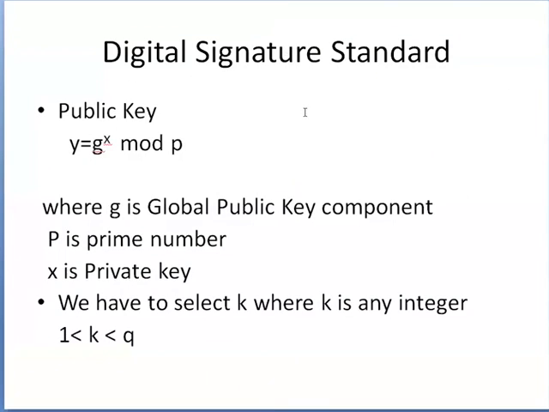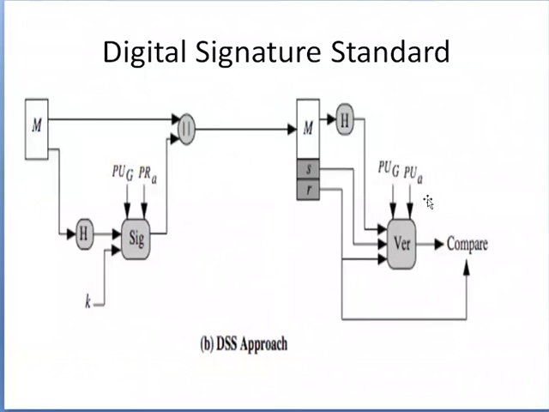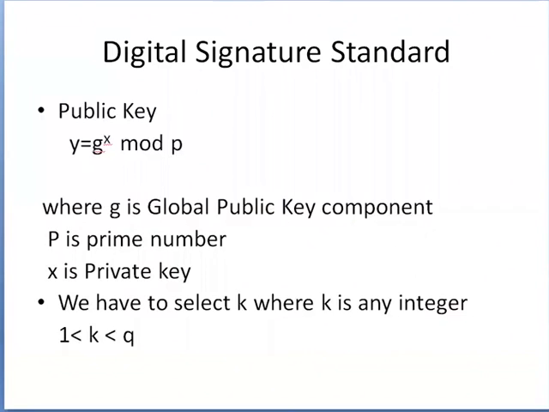Now there is a public key. Where do we require the public key? We already calculated the private key. Here we require a public key in the verification function. So how do we calculate the public key? The formula of the public key is y is equal to G raised to X mod P.